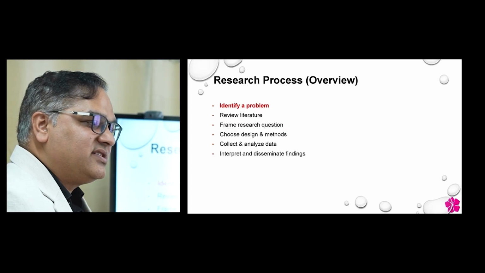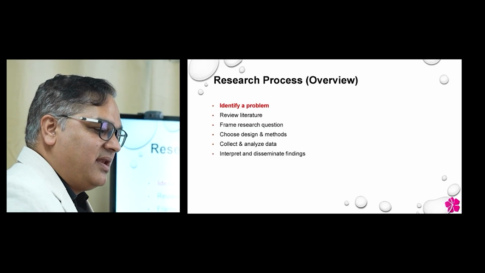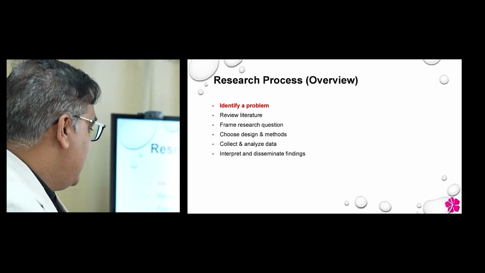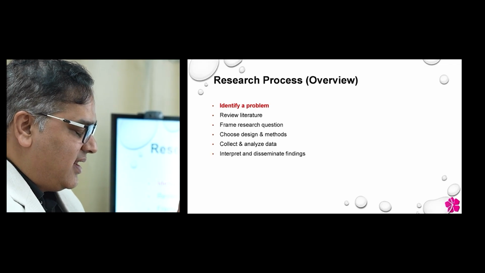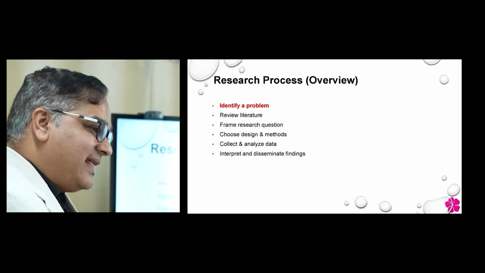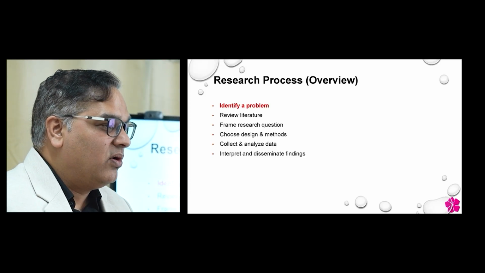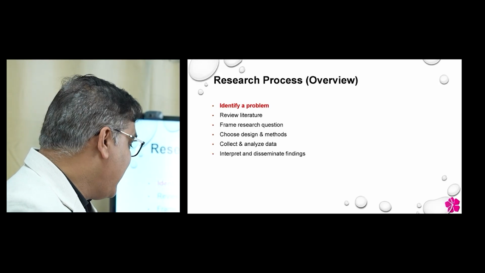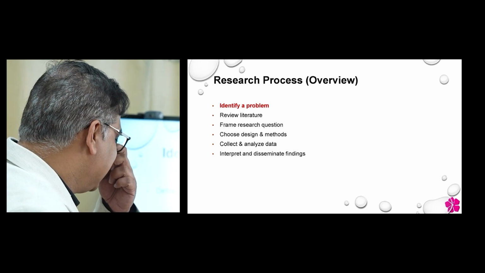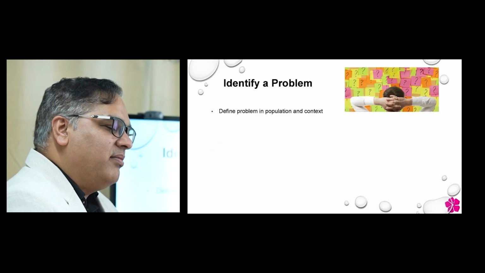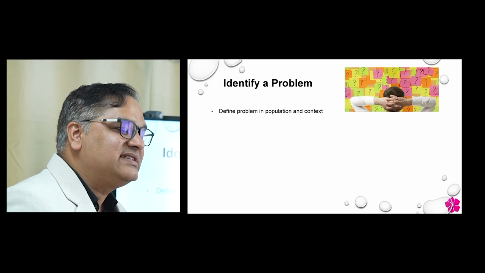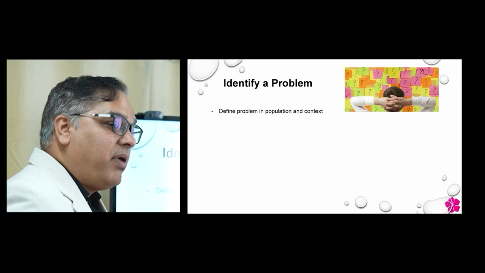Second, you need to review the literature. Third, now you know what the problem is and what has been done, you need to frame a research question. Then, okay, I want to ask this question, I want to do research on this, so you need to choose designs and methods. Then when you design a method, you actually go and do the research, collect and analyze data, and finally interpret and disseminate the findings. So how do we identify a problem? Next. Whenever we say problem, we can't see the problem individually, but we always have to see the problem in the population and context.